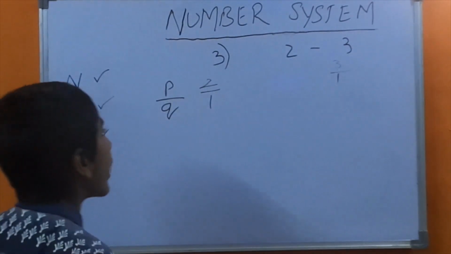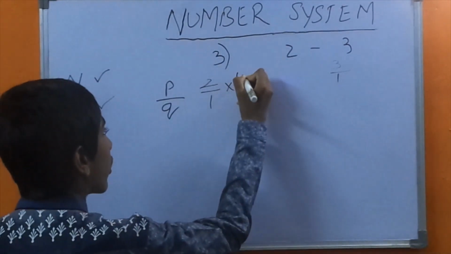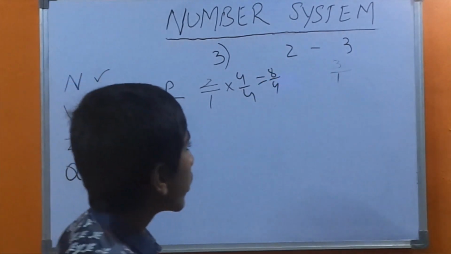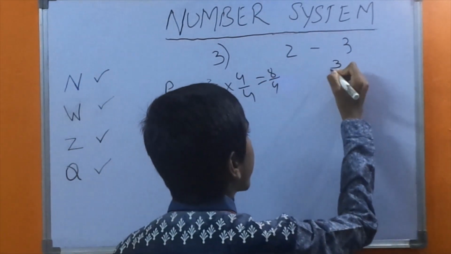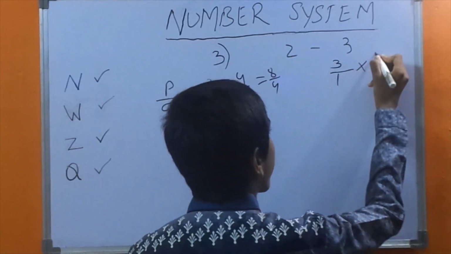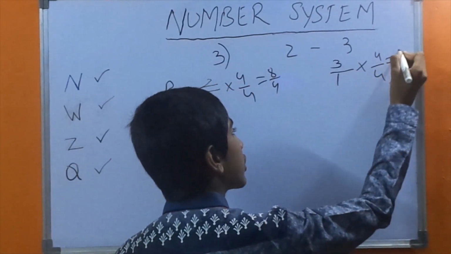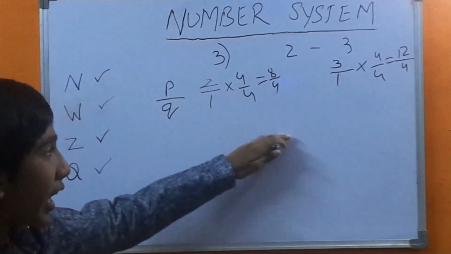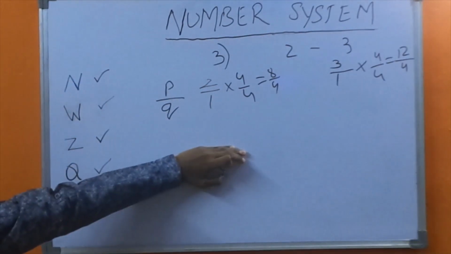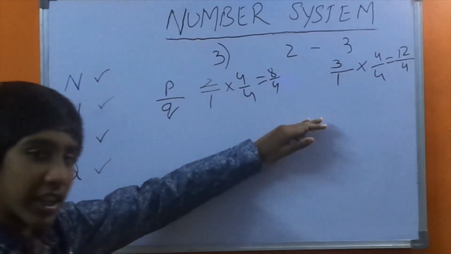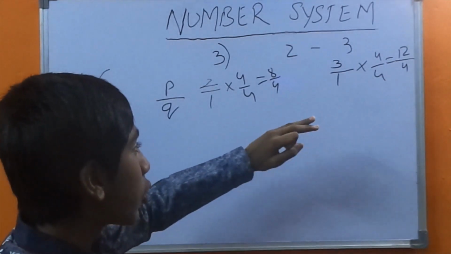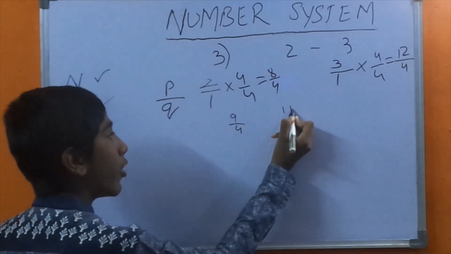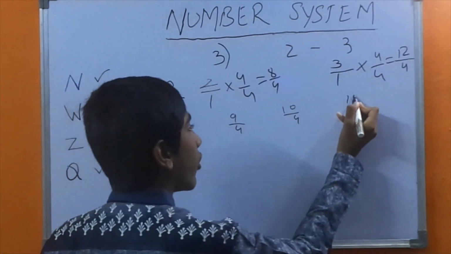2 by 1 multiplied by 4 by 4 gives 8 by 4. 3 by 1 multiplied by 4 by 4 gives 12 by 4. This doesn't make any changes to the original rational number. Now we can find exactly 3 rational numbers between 2 and 3. They are 9 by 4, 10 by 4, 11 by 4.